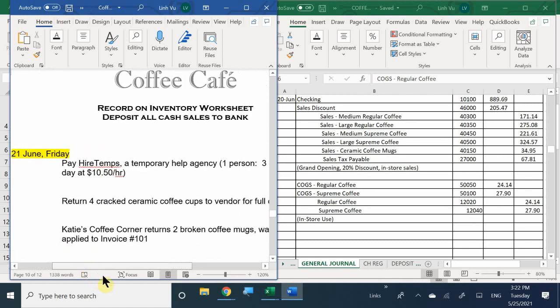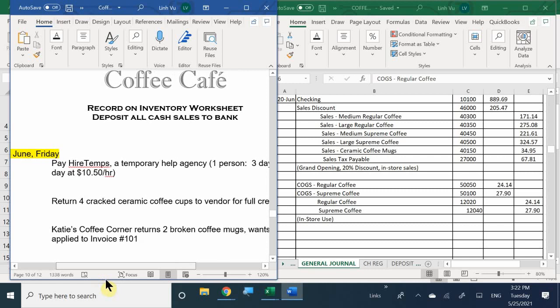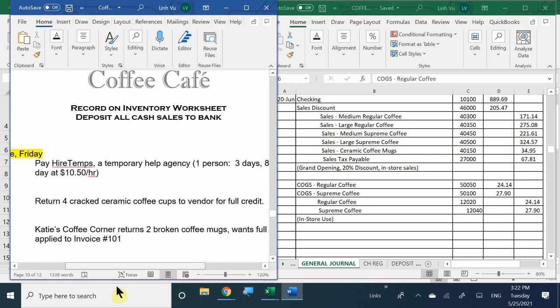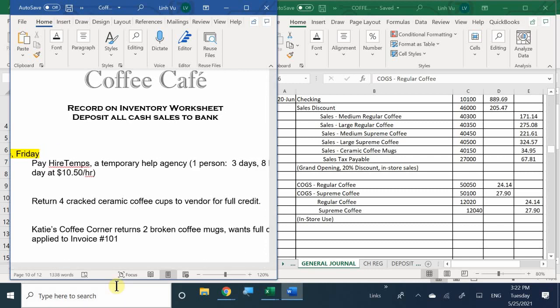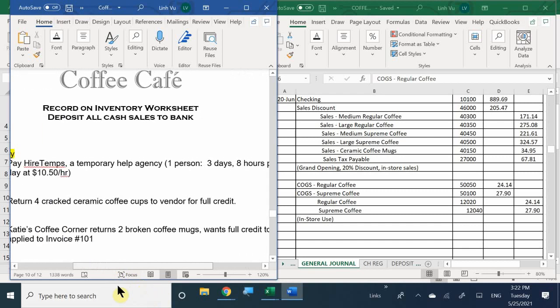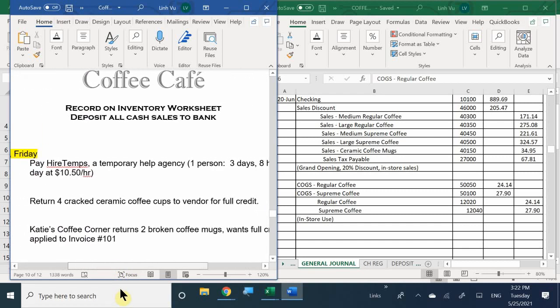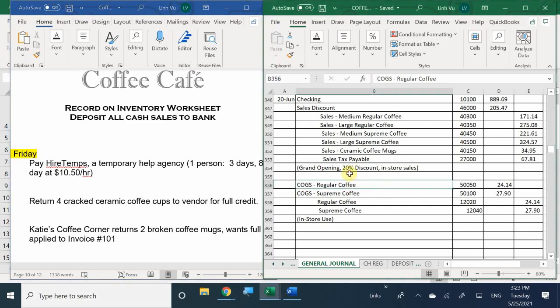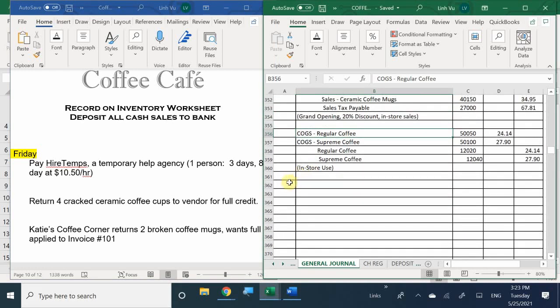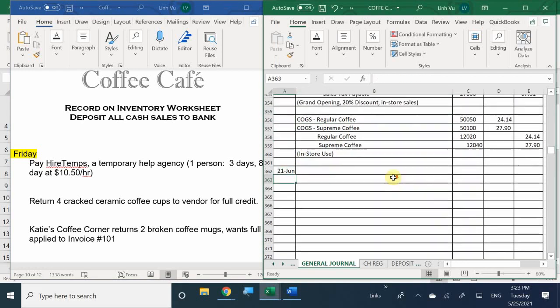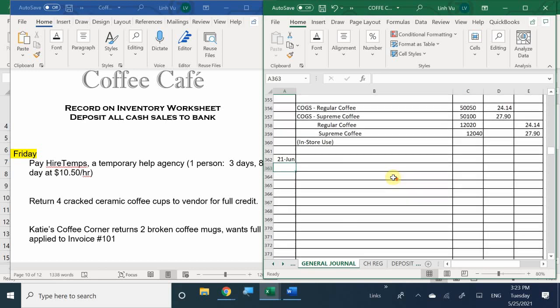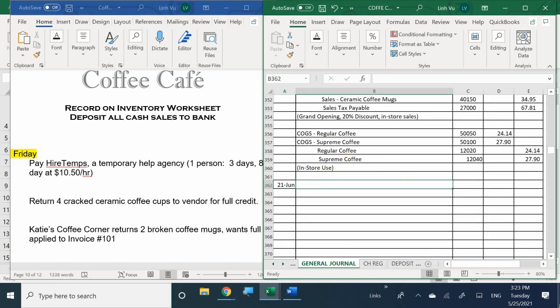Okay, on Friday, we need to pay Hire Temps, a temp agency, for the one person that worked the 3 days, 8 hours per day at 10.50 per hour. All right. So here, what do we have to do? I put in a date, 6/21, and after doing an extensive search through the chart of accounts, I came up with temporary labor expense and checking.